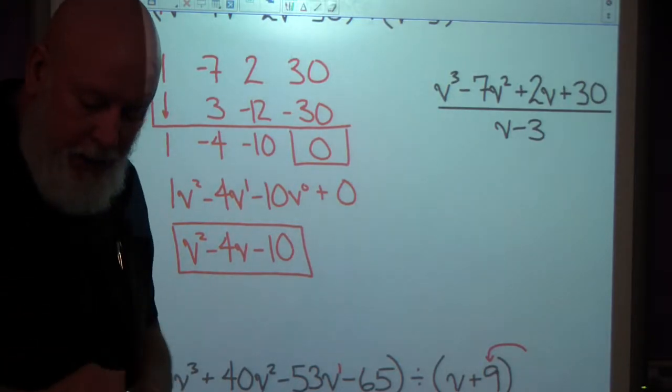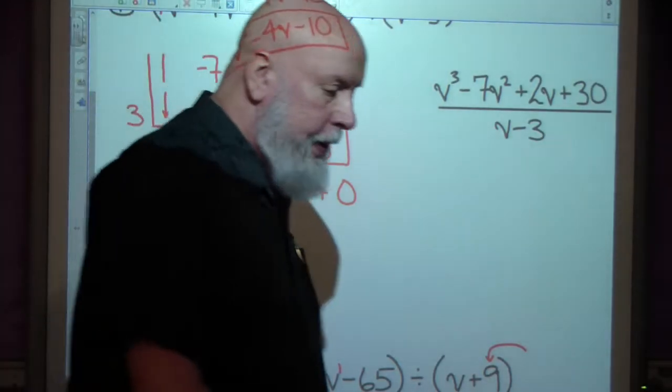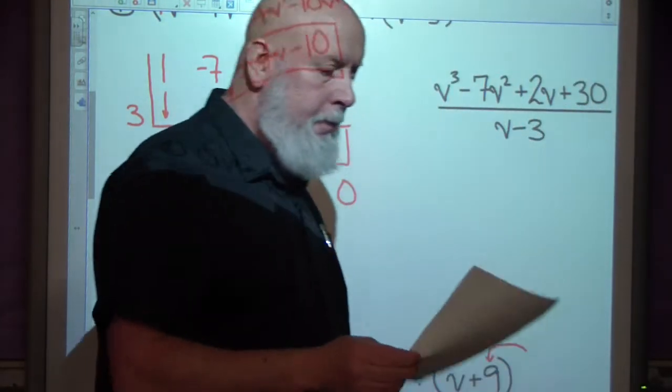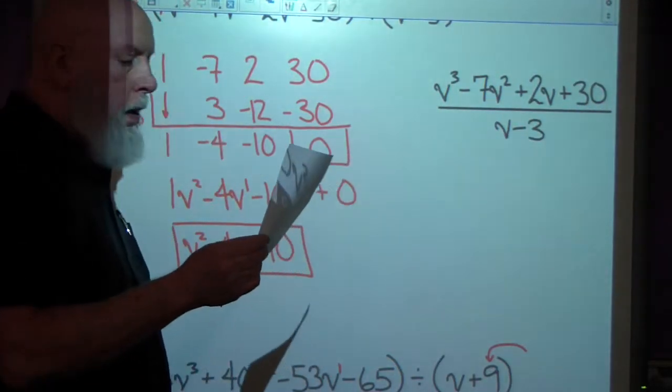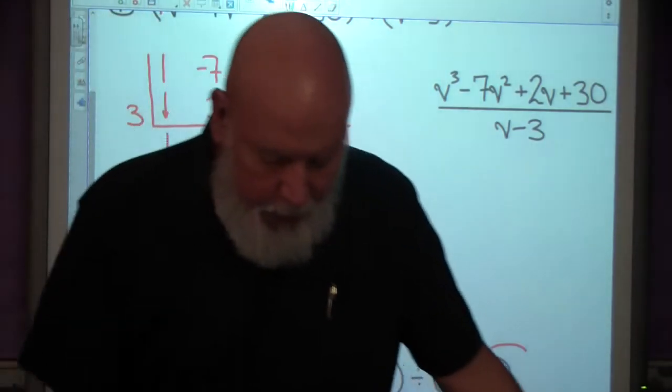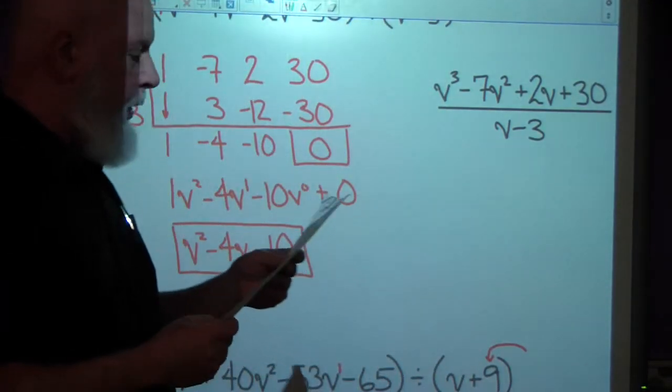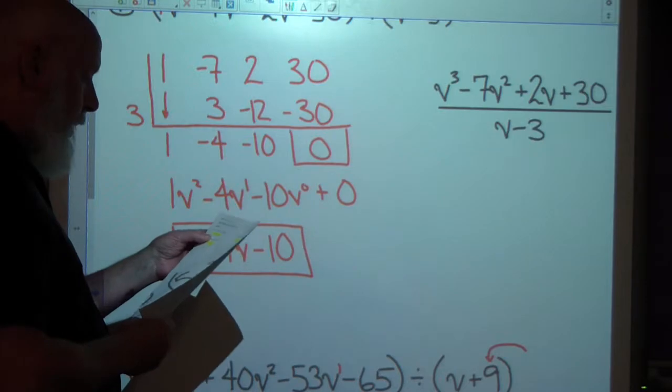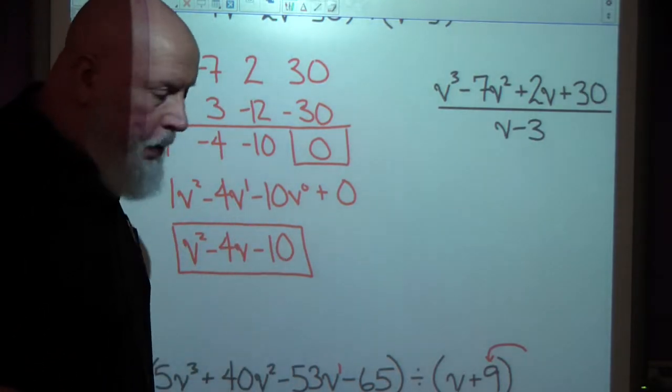If I haven't made any mistakes. Let's see if I did. Okay, and that's not my right answer. That's not the correct answer. There's one. There we are. V squared minus 4V minus 10. Yay. Let's take a look at another one.